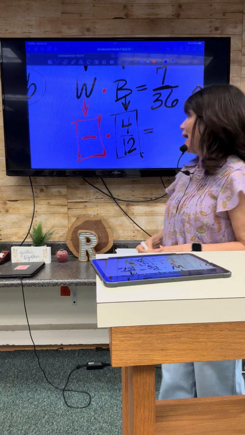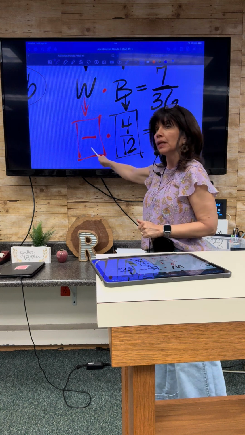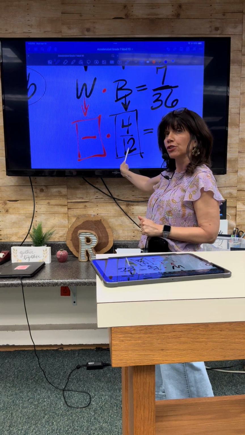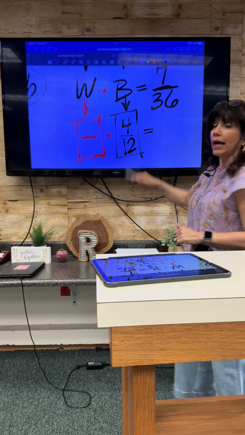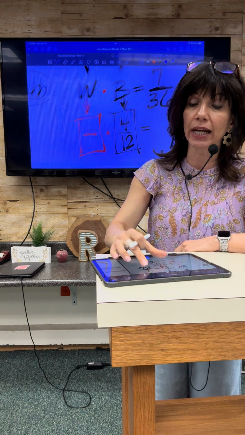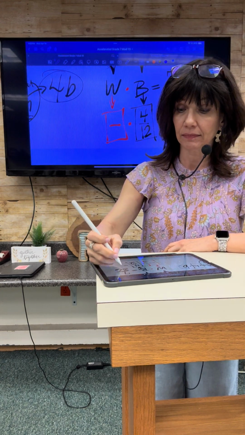Do we agree that we have unknown factor multiplied by a known factor equaling a known total probability of what? Say that.